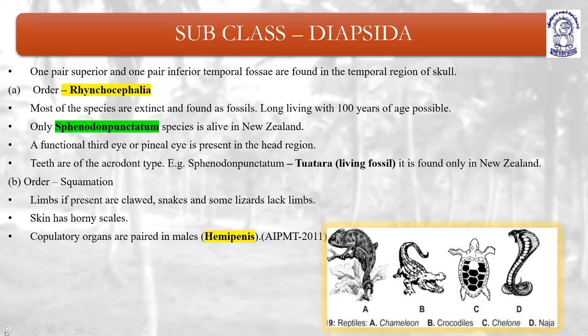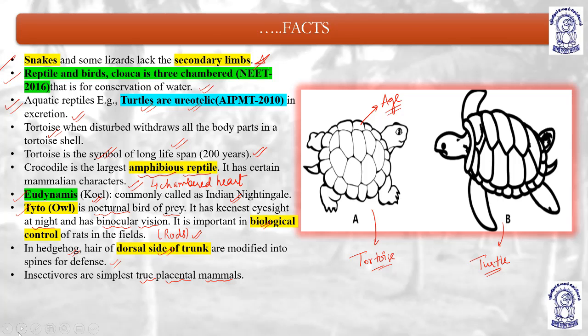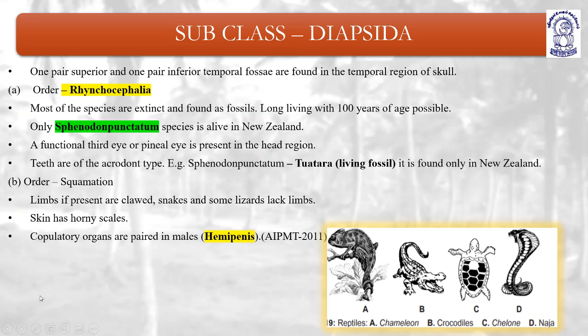Now coming to the next, subclass Diapsida. First is subclass Anapsida. In Diapsida, one pair of superior and one pair of inferior temporal fossae are found in the temporal region of the skull. Di means two, that is why they have one pair of superior and one pair of inferior temporal fossae on the temporal region of the skull.